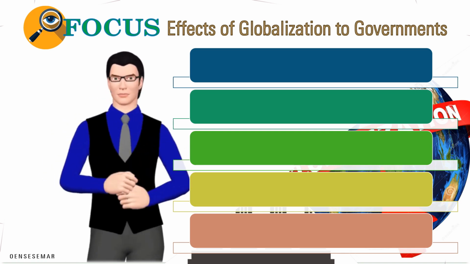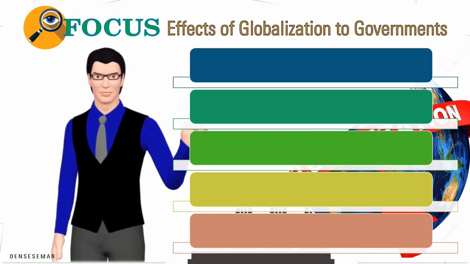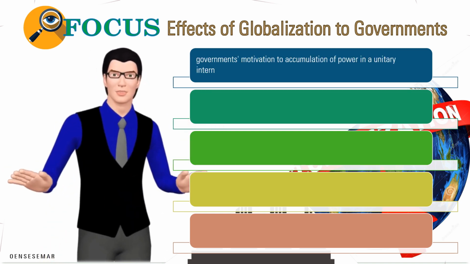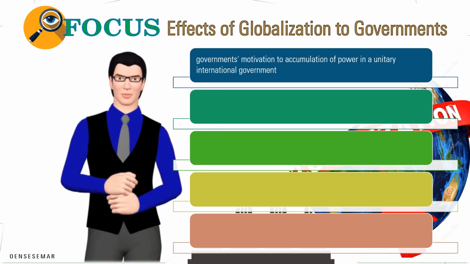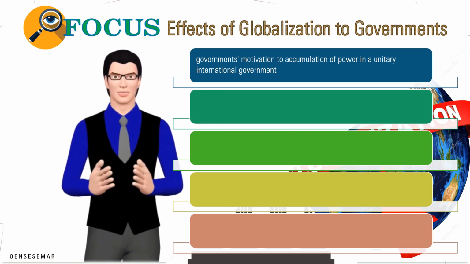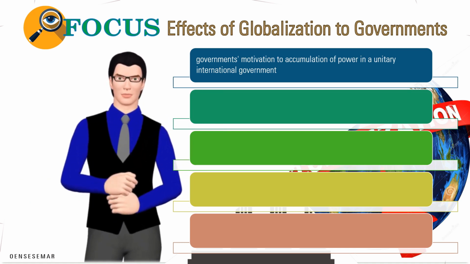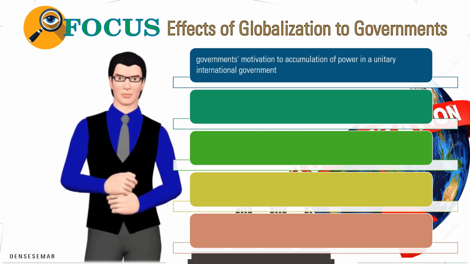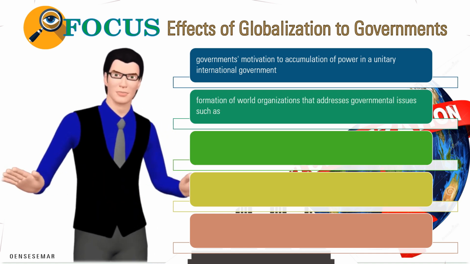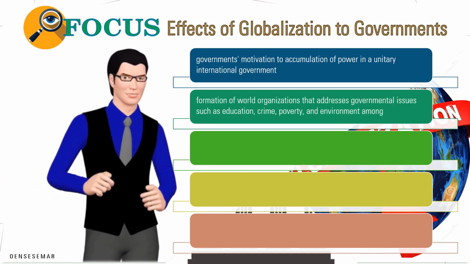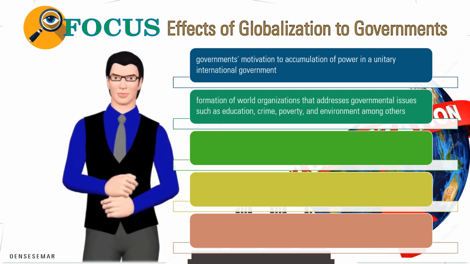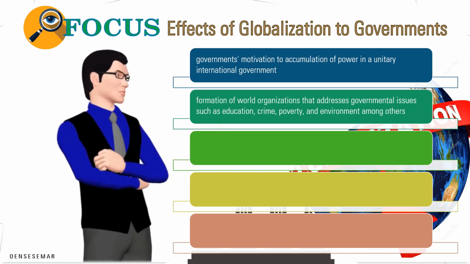Globalization has an impact on governments in a variety of ways, one of which is the government's motivation to accumulate power in a unitary international government. Today, governments are forming regional power blocks, which could eventually merge into a single political entity. Not to forget, the effect of globalization on governments is the formation of world organizations that address governmental issues such as education, crime, poverty, and the environment, among others.